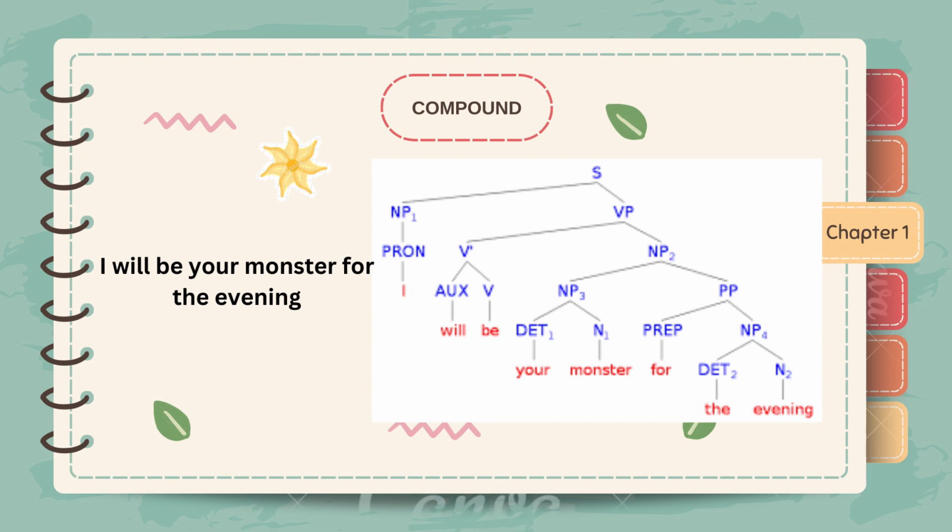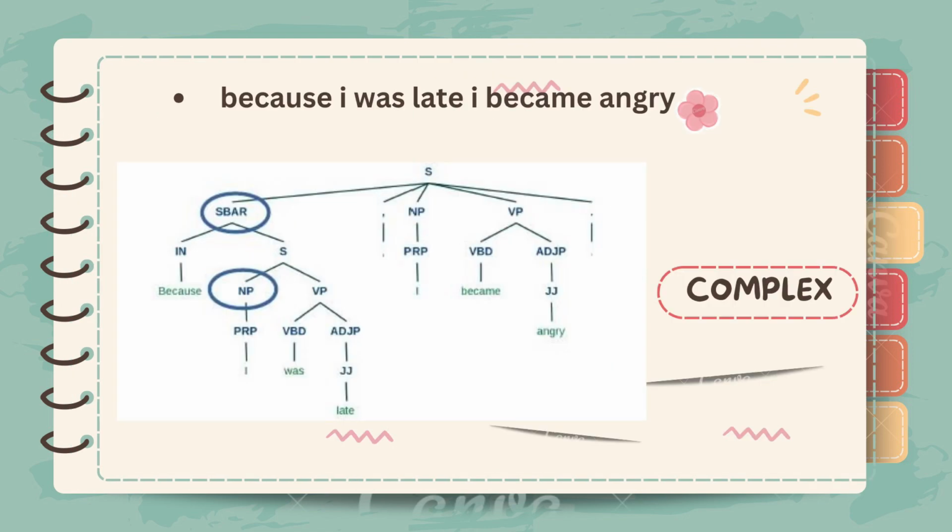Compound sentence: I will be your monster for the evening. I is a pronoun, will is a verb, also be, determiner your, noun monster, preposition for, determiner the, evening is a noun. The last example is a complex sentence: Because I was late, I became angry.